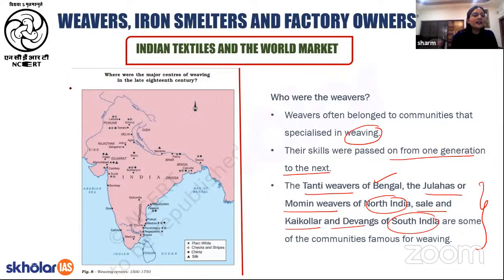Apart from this, students, an important map is also presented in this particular chapter, wherein it is titled where were the major centers of weaving in the late 18th century. Late 18th century corresponds to the 1780s, 1790s period, wherein the Mughal Empire was sort of a centralized power in India and Europeans were not a part of our country's dominance. And in the late 18th century, all these parts which are marked were prominent centers of the textile industry.